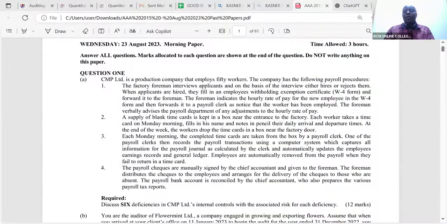So here I am. I will display the question paper. So that is the question here. This question was tested on August 2023. It was question number 1. So these questions, they are scenario questions. Always understand the requirement first. So read the requirement first.